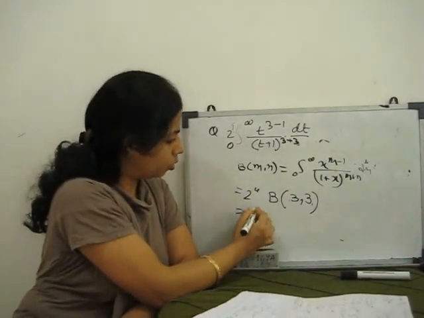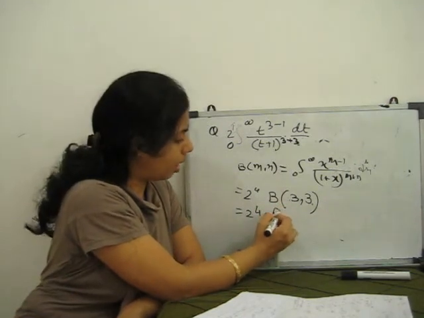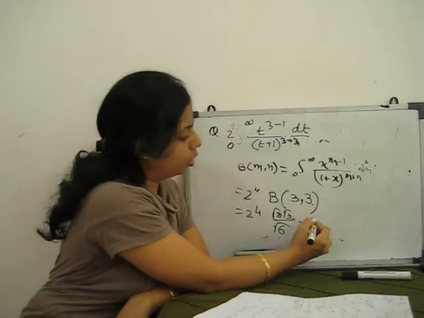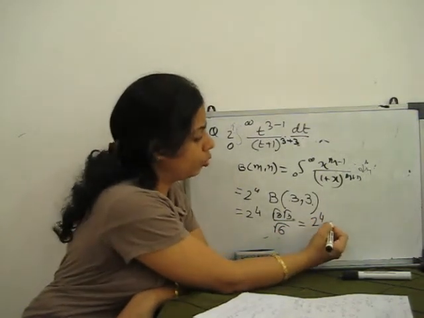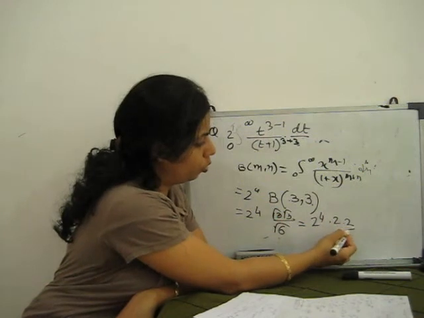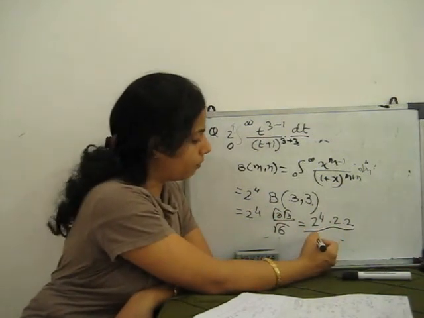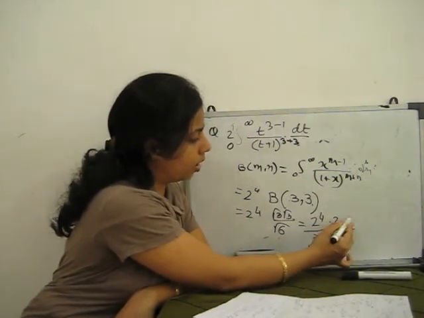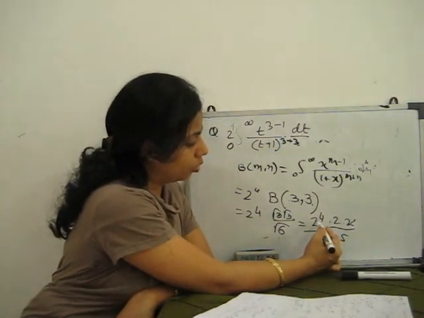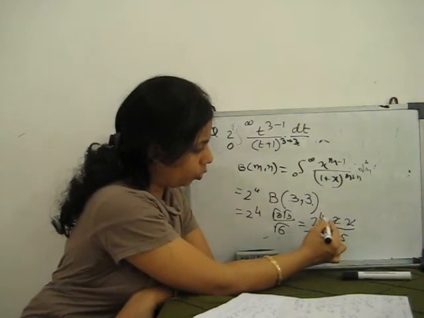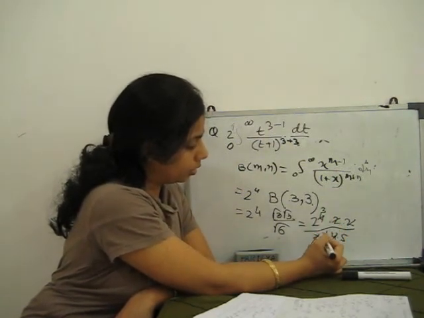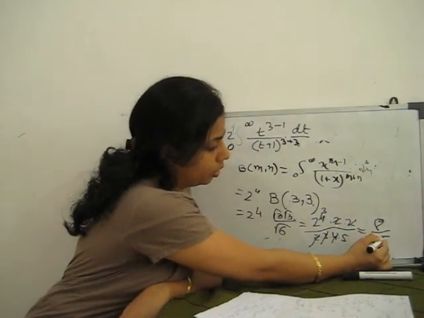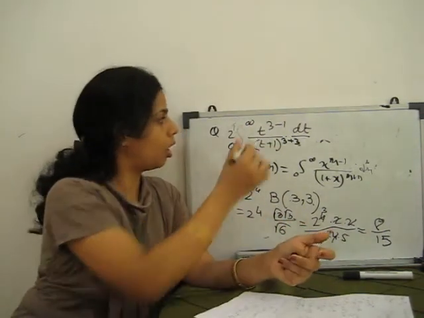Beta of 3, 3 times 2 to the power 4. Beta of 3, 3 is gamma 3 gamma 3 upon gamma 6. Again, you have to simplify it. Gamma 3 is 2 factorial, so 2 times 2 upon 5 factorial, which is 2, 3, 4 and 5. 2 cancels from here. Then 4 means 2 and 1, giving 2 to the power 3. Then 5 threes are 15, so 8 by 15. So the answer to the given integral is 8 by 15.